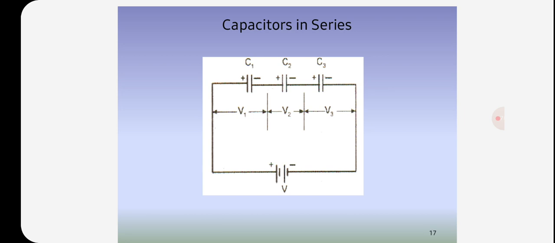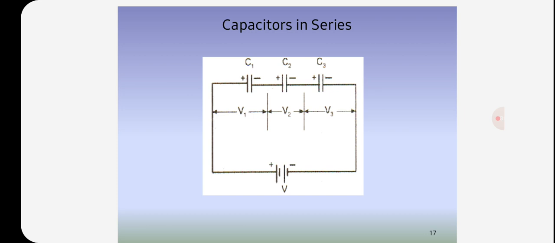Parallel connection of capacitors. When the positive plate of each capacitor is connected to the positive terminal of the supply and the negative plate of each capacitor to the negative terminal of the supply, the capacitors are said to be connected in parallel. Next, we go briefly through capacitors in series.